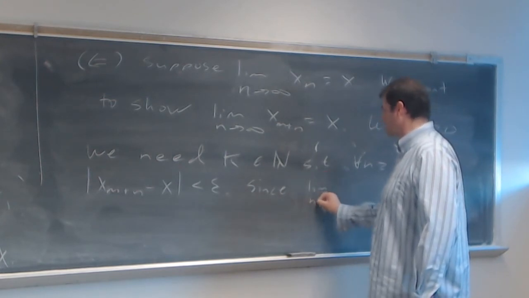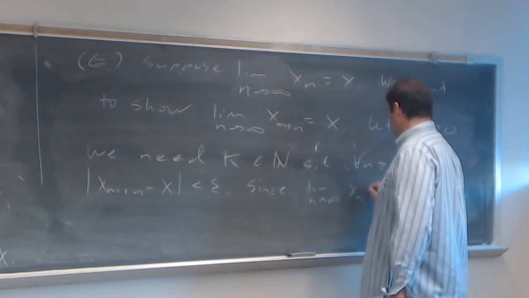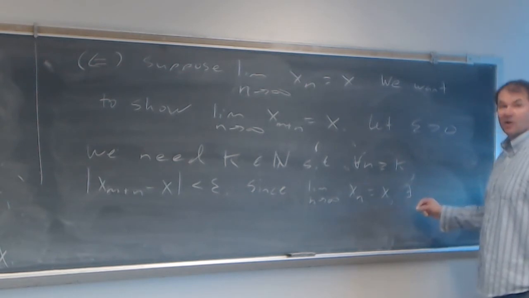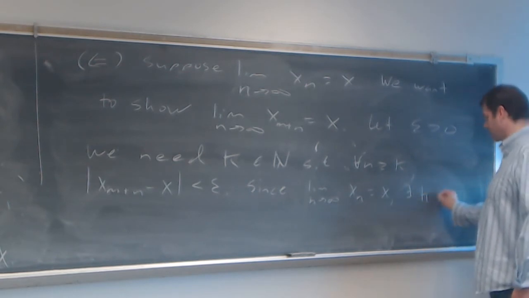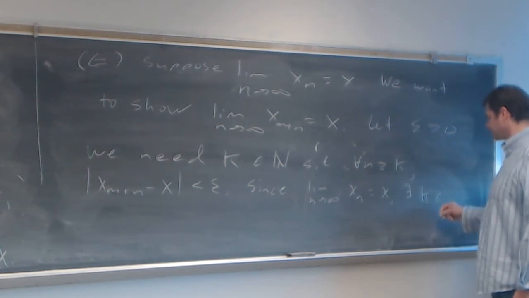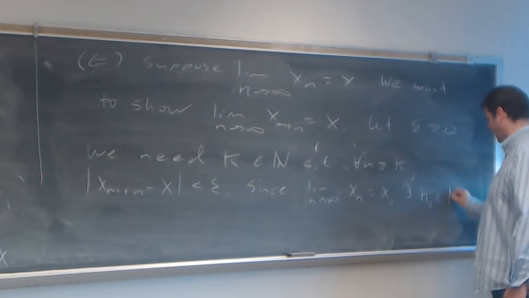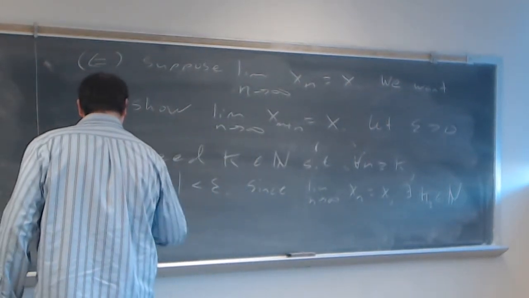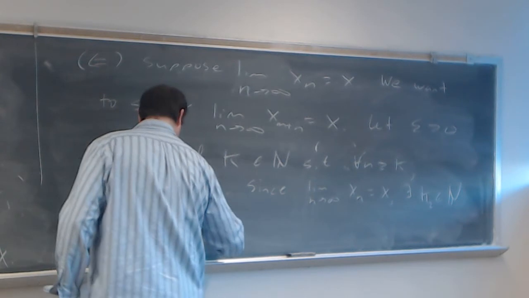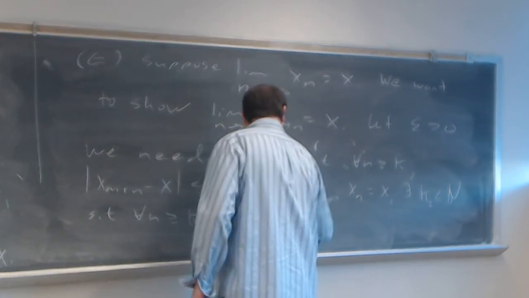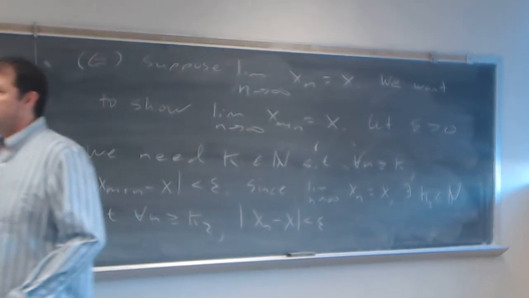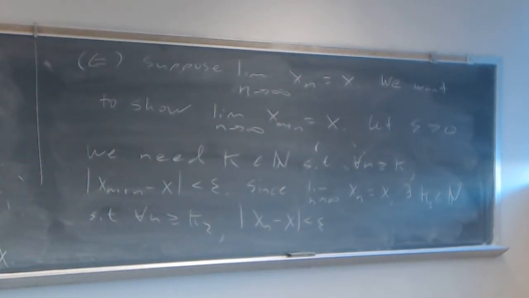Since the limit as n goes to infinity of x of n equals x, and I've been given an epsilon, then there exists a k, let's call it k sub 2, an element of the natural numbers, such that for all n bigger than or equal to k sub 2, the absolute value of x of n minus x will be less than epsilon. Let's go back to our example, see how that helps us. Let me give everybody a second while I fix that.